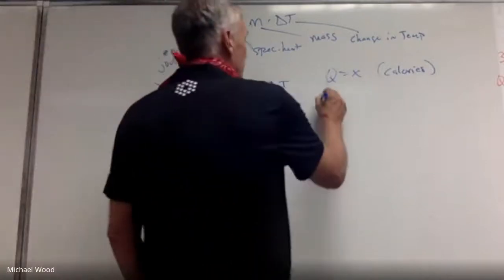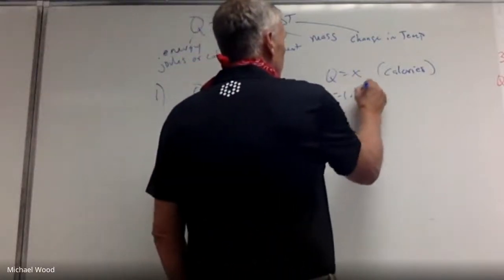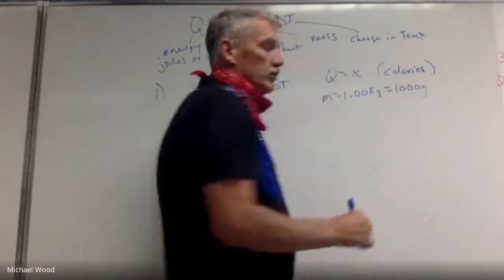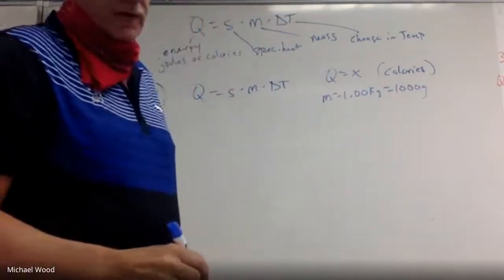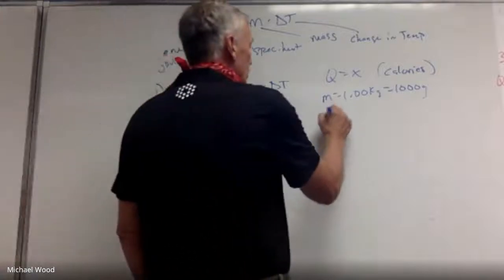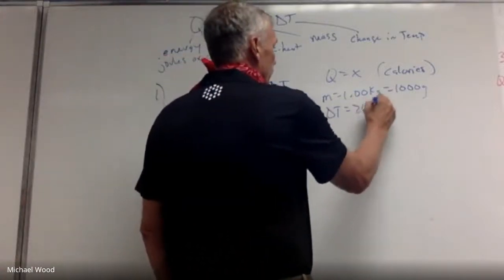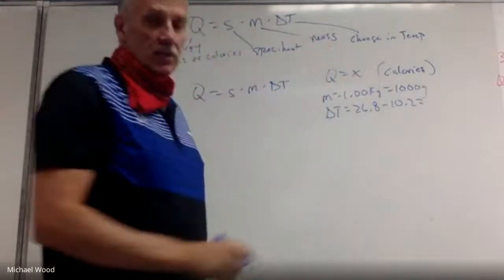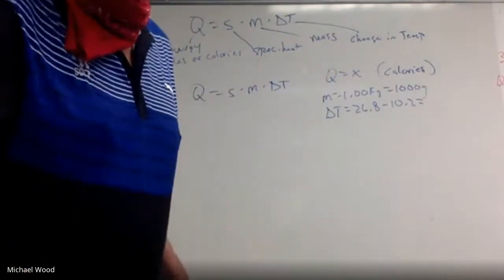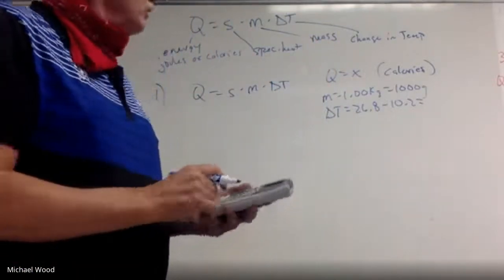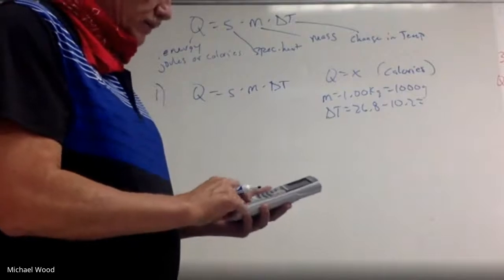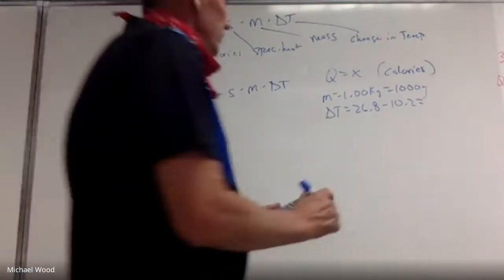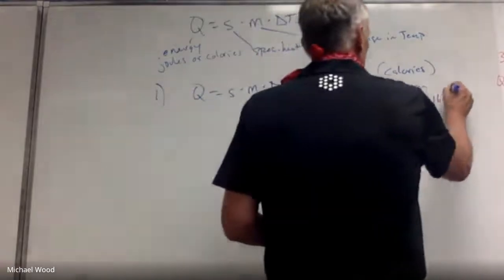It says the mass is 1 kilogram, and this needs to be in grams, and I'll show you why. So I converted the 1 kilogram into grams. Then the delta T, the change in the temperature, is 26.8 minus 10.2. Again, I want the change in the temperature, not the beginning or ending temperature. So I'm going to take 26.8 minus 10.2, which gives me 16.6.